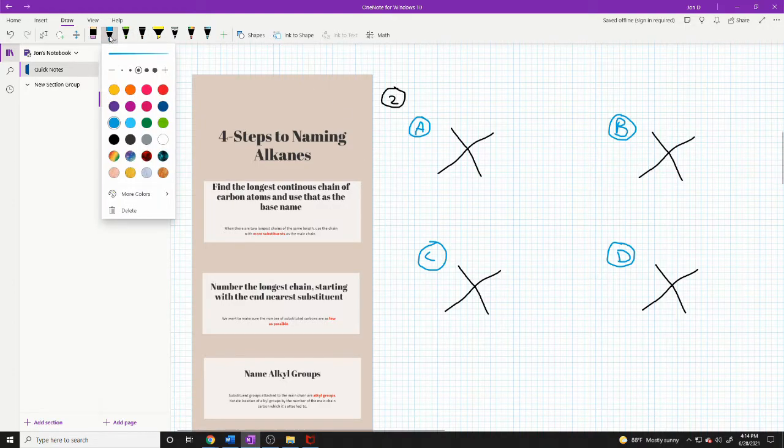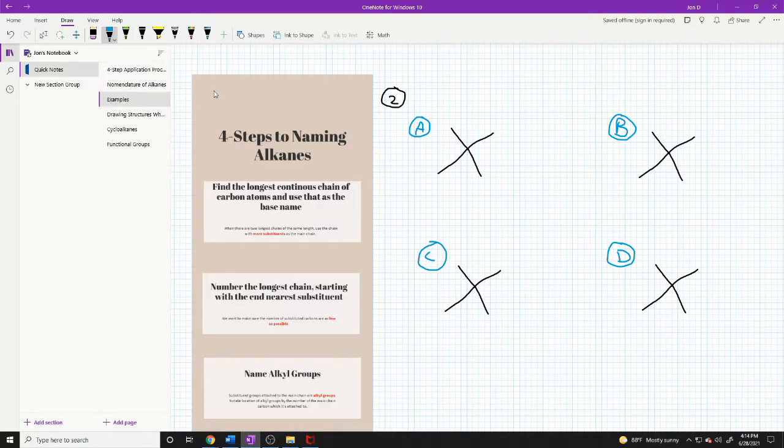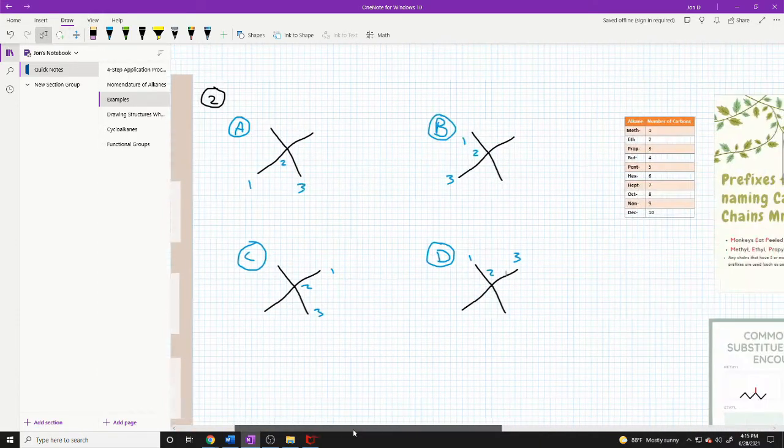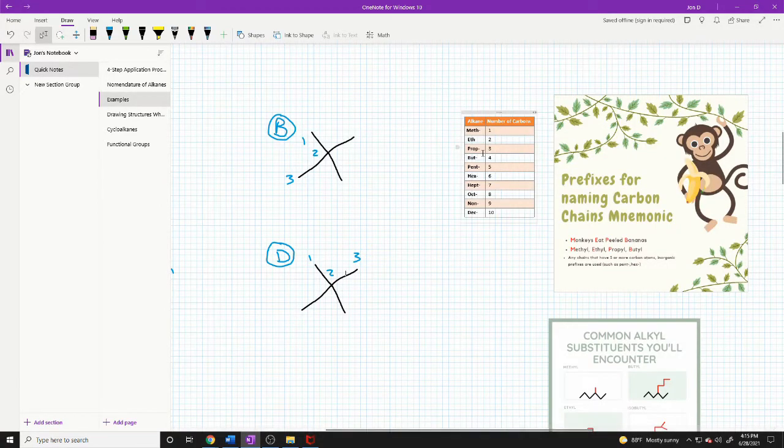Now we could have numbered it this way, 1, 2, 3. We could have numbered it this way, 1, 2, 3. We could have numbered it this way, 1, 2, 3, and we could have numbered it this way, 1, 2, 3. Either way we do this, the longest continuous carbon chain is 3. And if we look to the study aid on the right, the prefix for 3 carbons is prop.